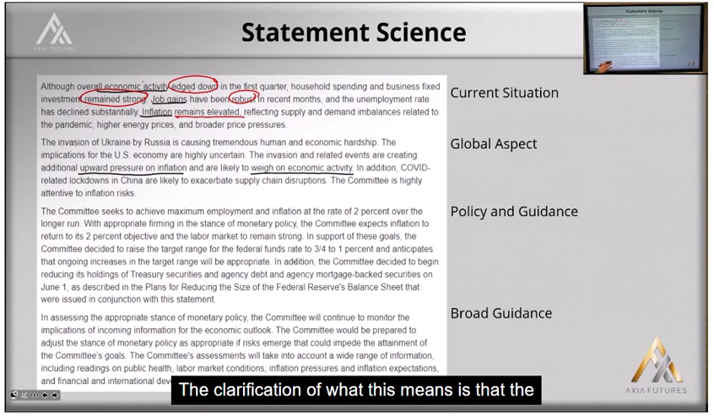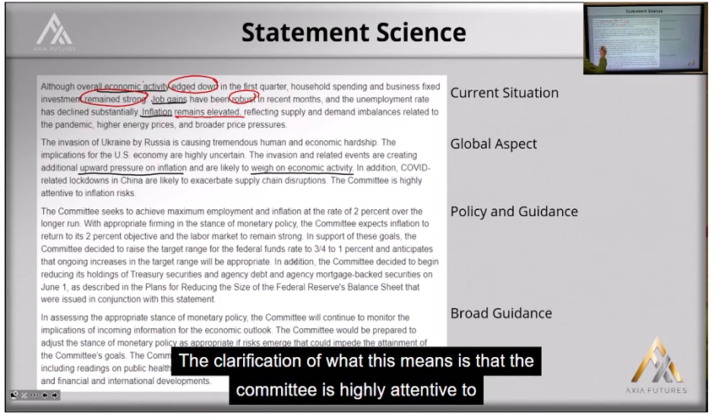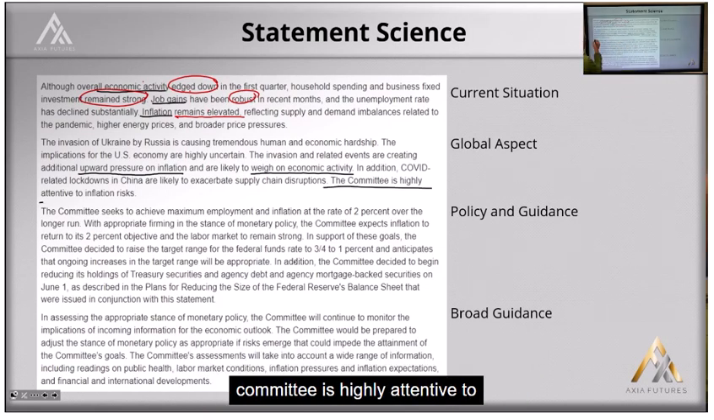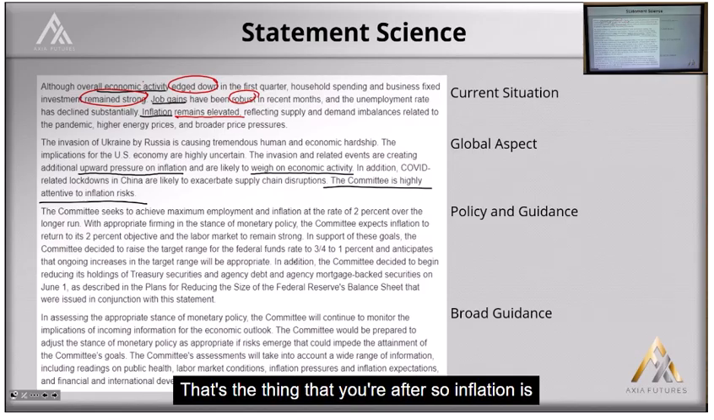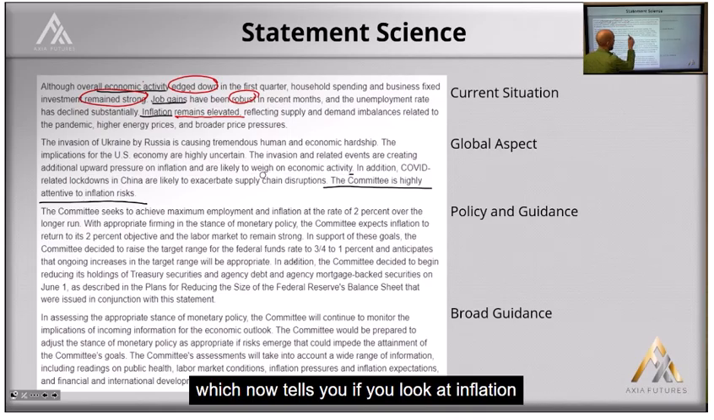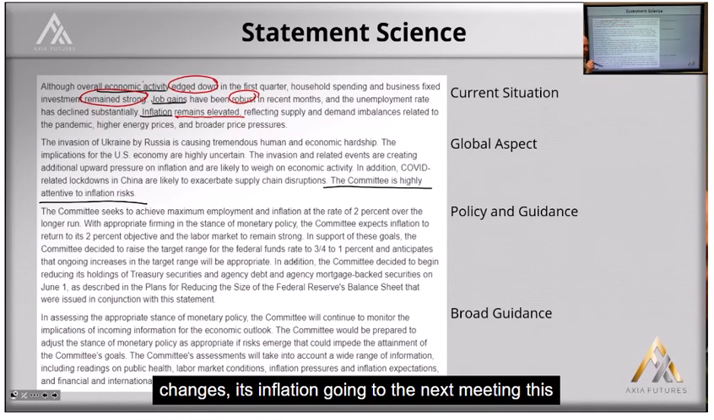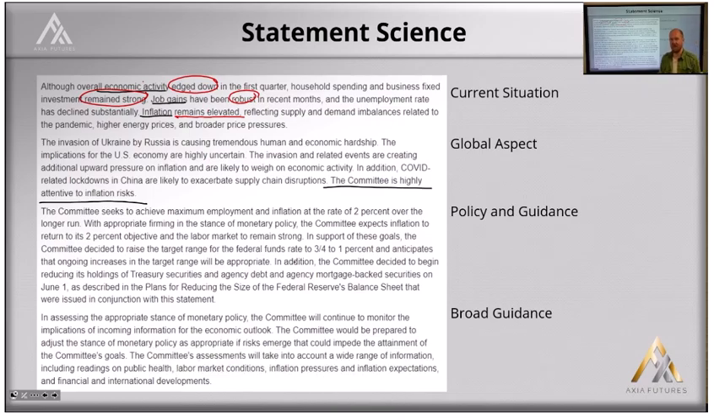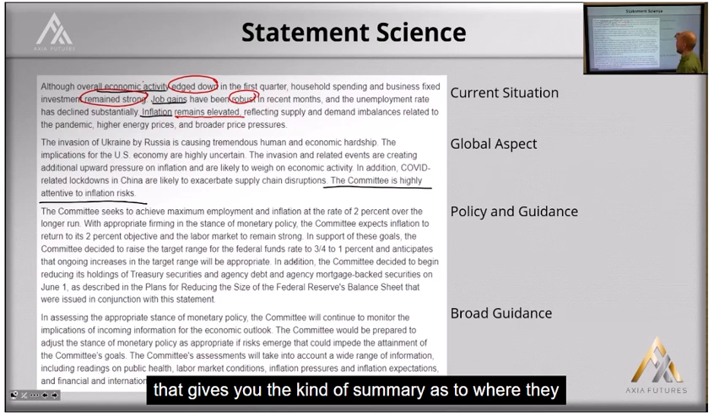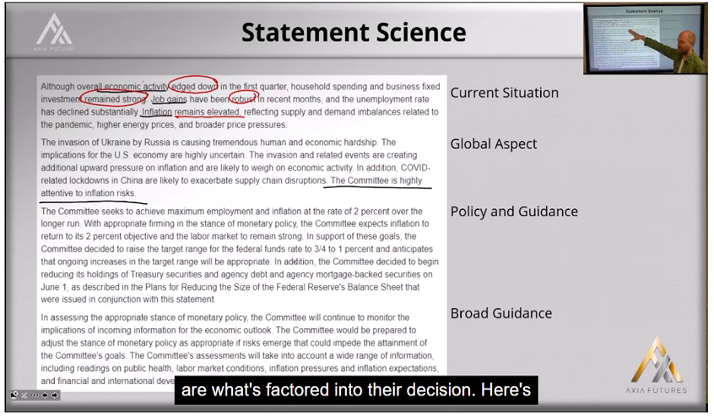The clarification of what this means is that the committee is highly attentive to inflation risks. That's the thing that you're after. So inflation is the big thing for them. That's what matters, which now tells you, if you look at changes in inflation going into the next meeting, potentially what they may well do with rates. So that gives you the kind of summary as to where they are, what's factored into their decision.